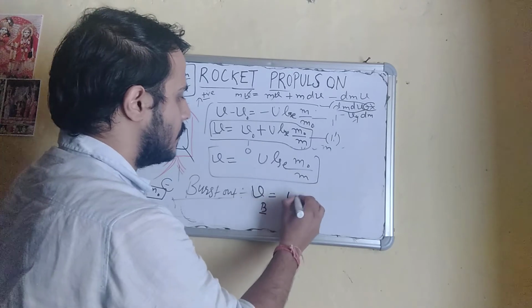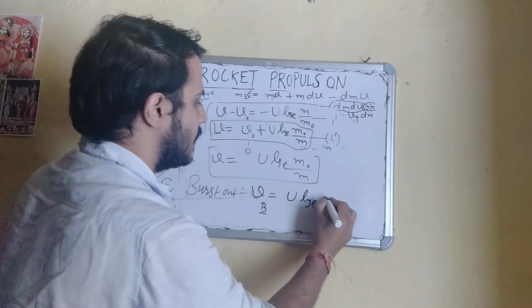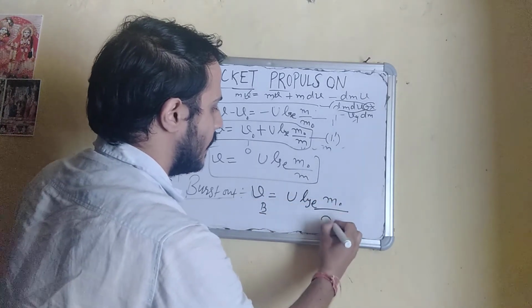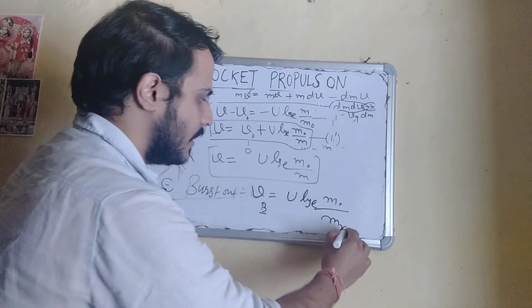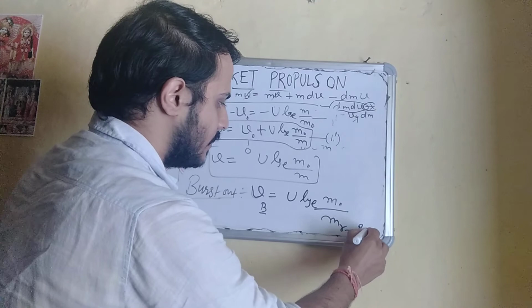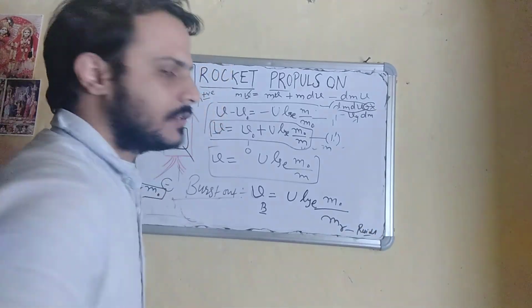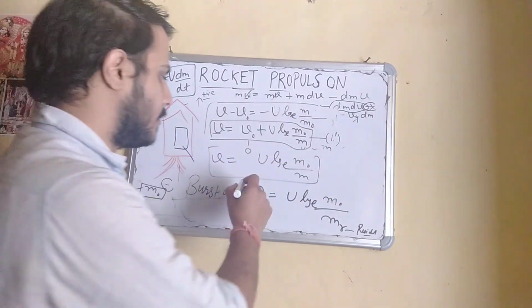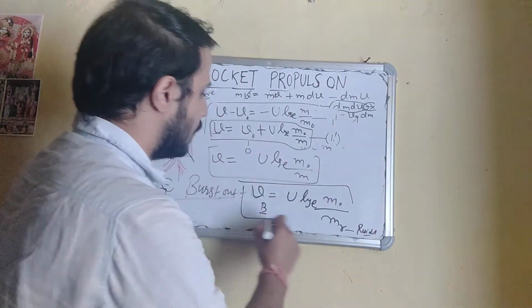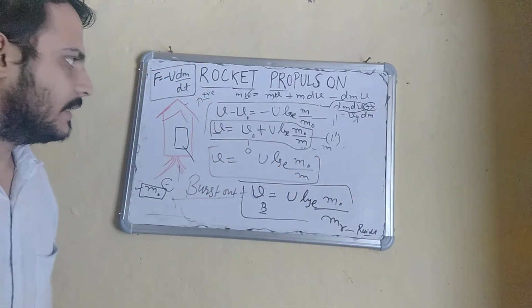equal to u log e m naught upon m r. सो m r का मतलब है रेजिड्यूल मास. m r का मतलब है रेजिड्यूल mass of the rocket. Means your fuel get exhausted, you are only left with the mass of the rocket. तो इस एक्सप्रेशन की हेल्प से आप burnt out speed भी कैलकुलेट कर सकते हैं.